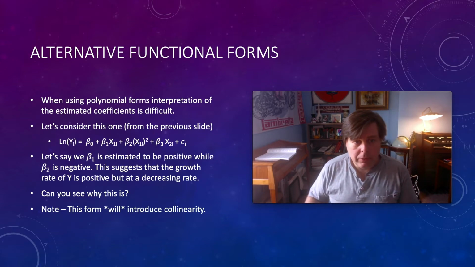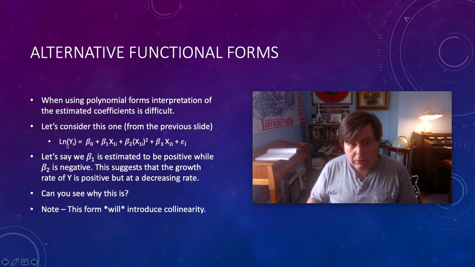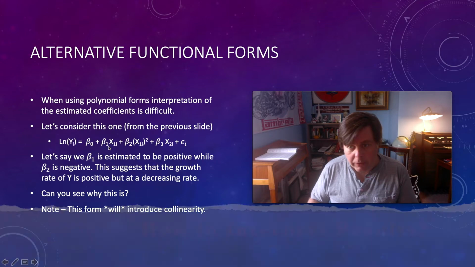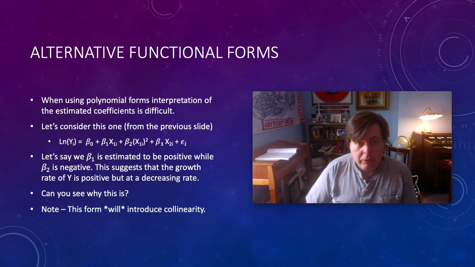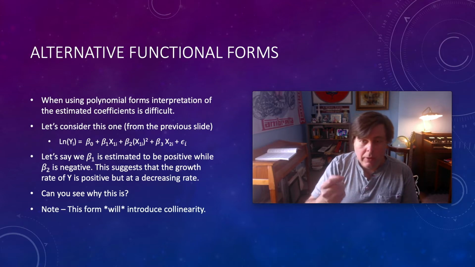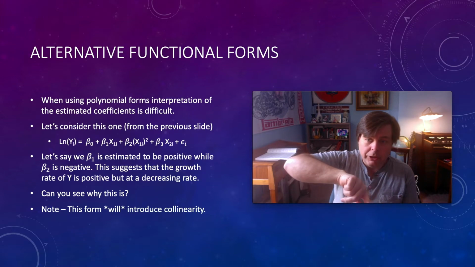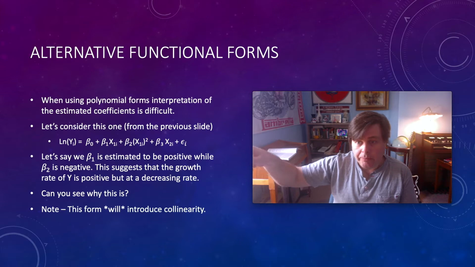So here's one from the previous, right? Here I've got a log style relationship. You'll notice I've got x1 here and x1 here, the squared relationship and the linear relationship. It suggests that the growth rate of y is positive but at a decreasing rate. So if we run that and we get beta 1 to be positive and beta 2 comes out to be negative, it's an indicator to us that the relationship is probably something like this, so increasing at a decreasing rate.